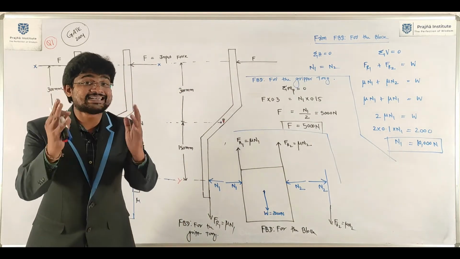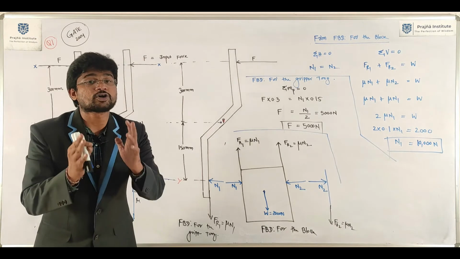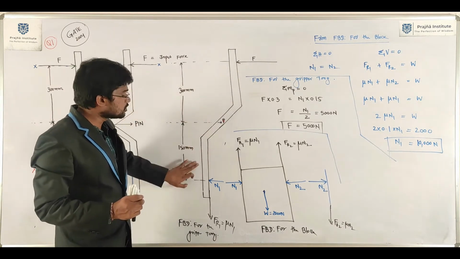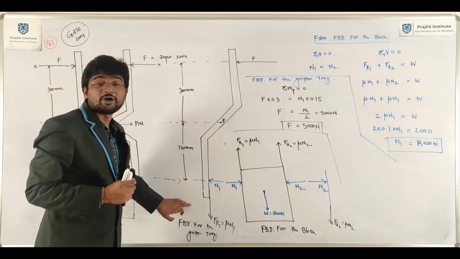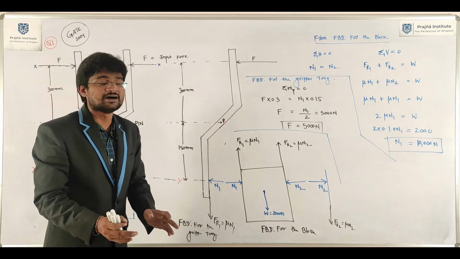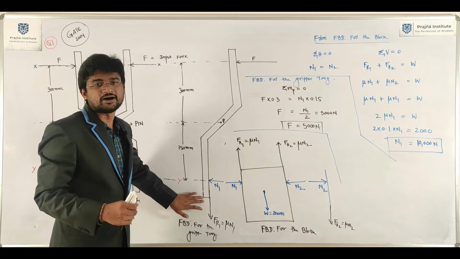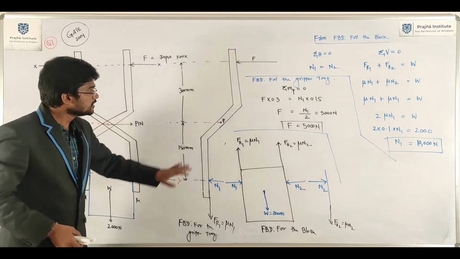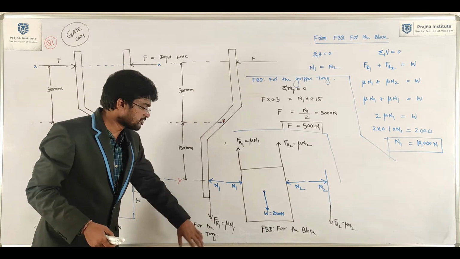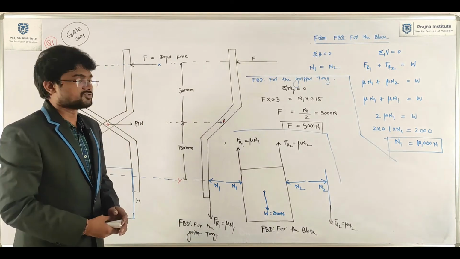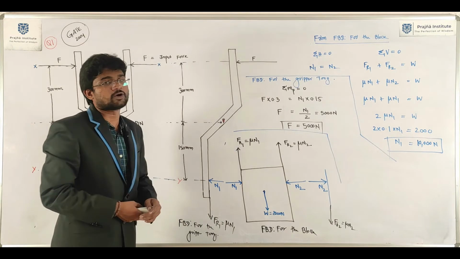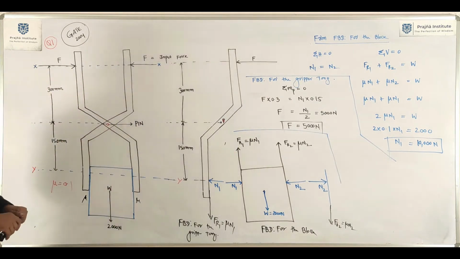People will get a doubt: why are you not applying sigma h equal to 0 and sigma v equal to 0 in this free body diagram? You should not, because you are neglecting some forces. If you apply sigma v equal to 0, Fr1 equals 0, which is not correct. That is why apply moment about point P equals 0. Understood? This is one of the good questions given in GATE 2004.